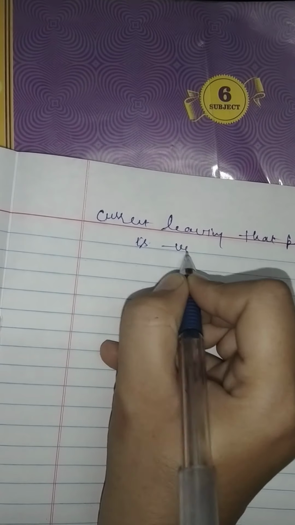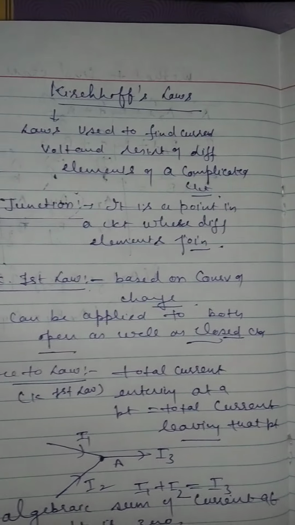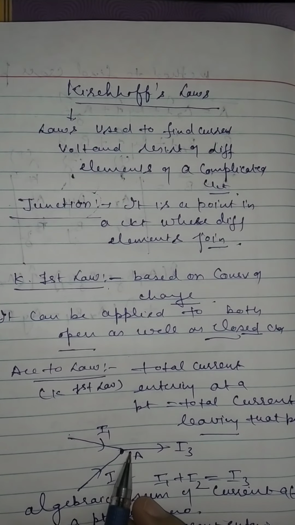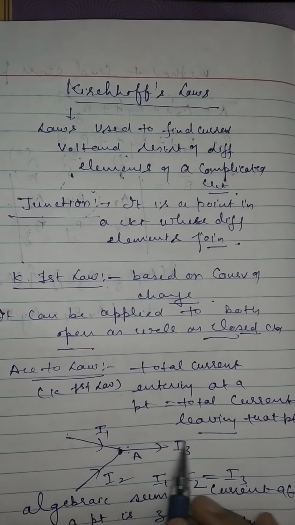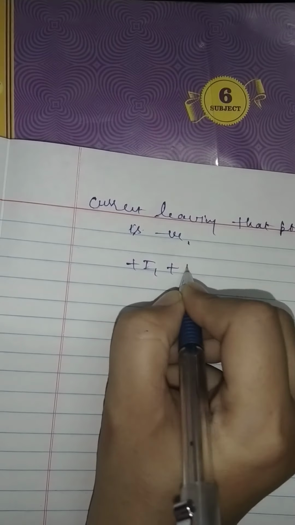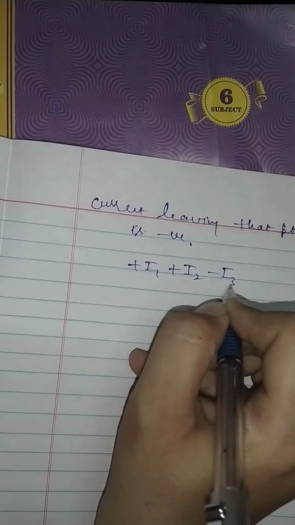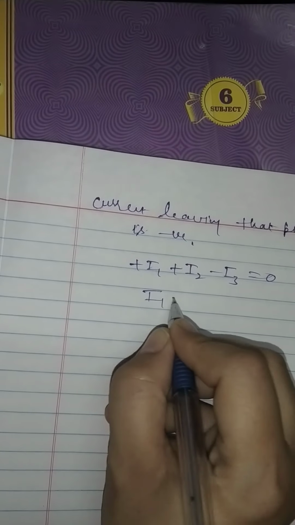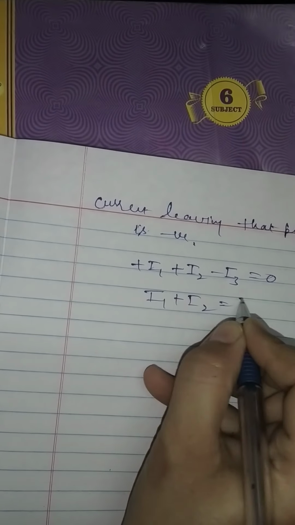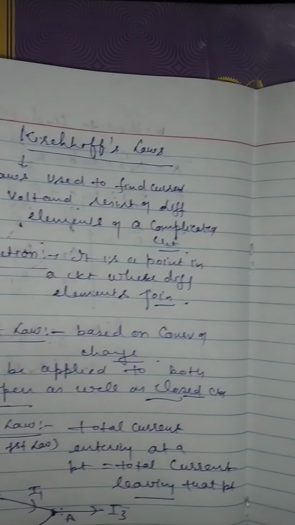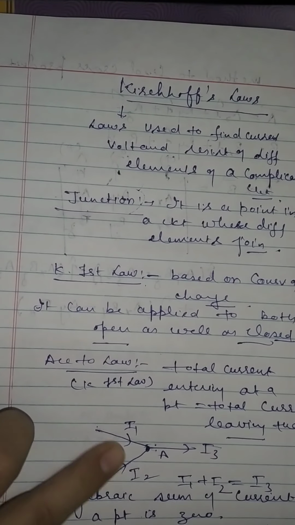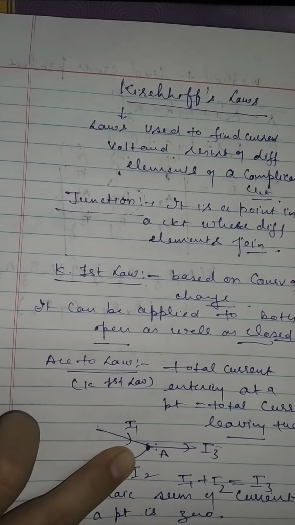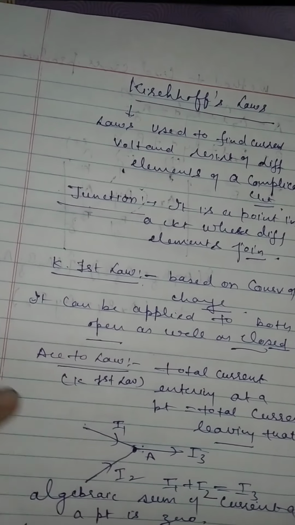negative. ठीक है, तो अब इसमें देखो, इसमें कौन सा करंट एंटर कर रहा है, प्लस I1, और प्लस I2 एंटर कर रहे हैं और ये लीव कर रहा है. So you can write plus I1 plus I2 minus I3 is equal to 0. तो भी आपका क्या आएगा, I1 plus I2 equal to I3. This equation I have written for this. Current entering at point A is I1 plus I2 and leaving is minus I3, right? This is Kirchhoff's first law.